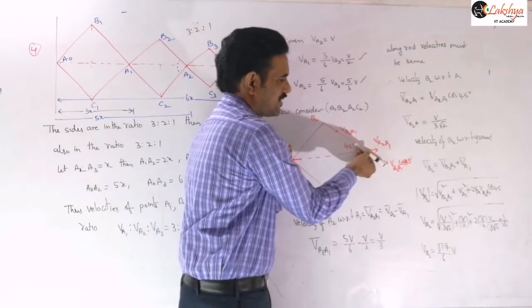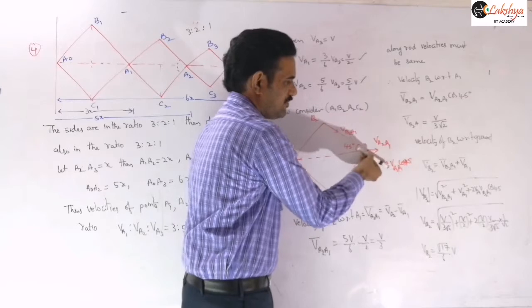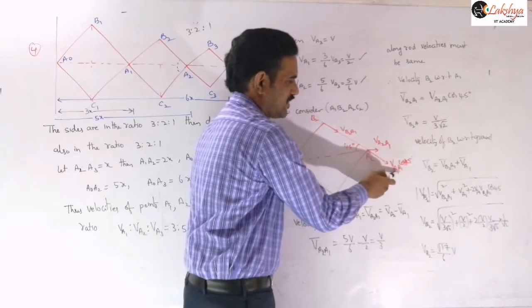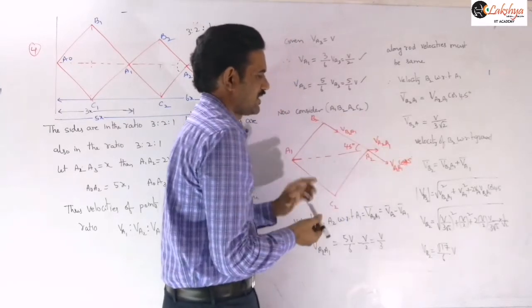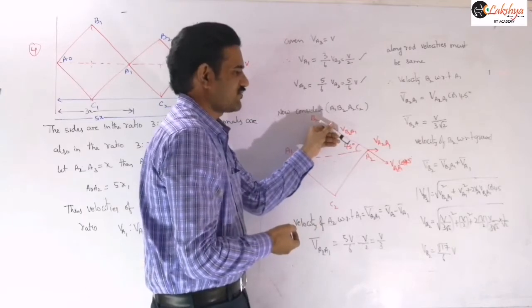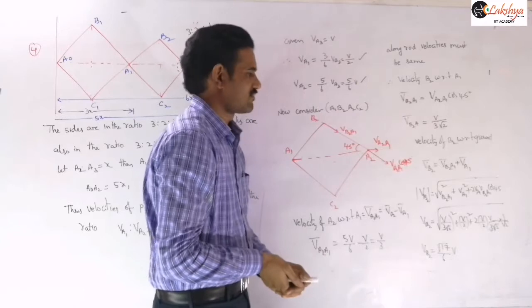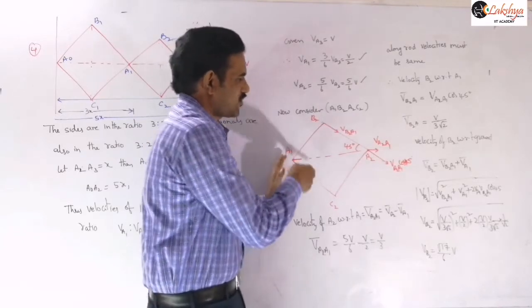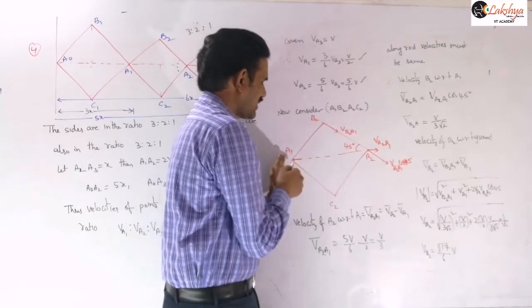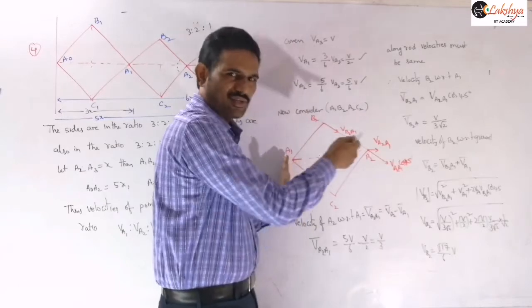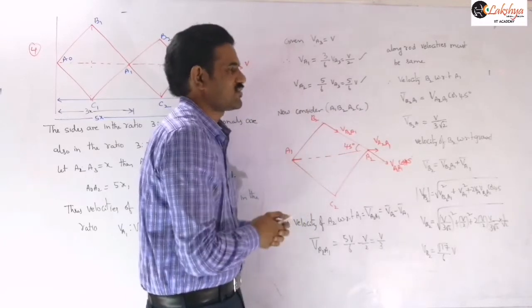So the component is nothing but V by 3 cos 45, or A2A1 cos 45, you will get. That must be equal to the velocity of this B along this direction here, right? Velocity of this B along this direction. And that velocity of B along the direction is with respect to this only, because we are assuming this one is fixed here.